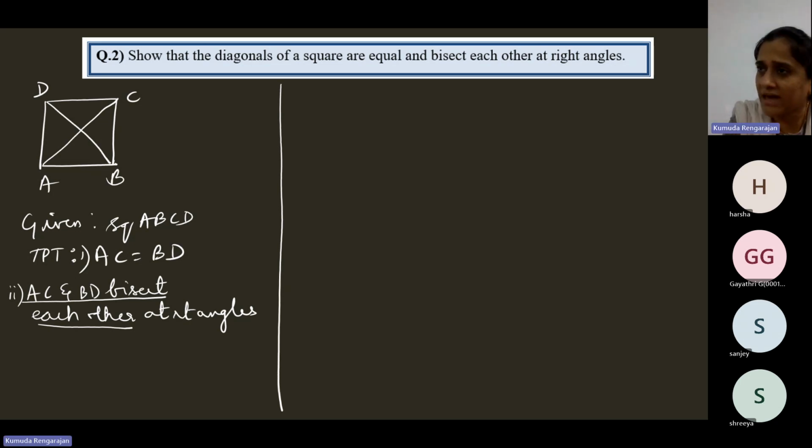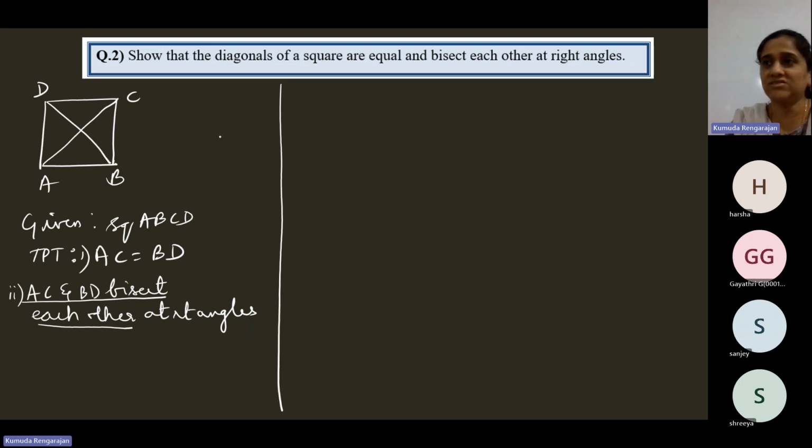In a parallelogram, diagonals bisect each other. ABCD is a square, which means it's a parallelogram. So because it's a parallelogram, the diagonals will bisect each other. You don't have to prove that. You can just mention it. But at right angles, you will have to prove. All right.